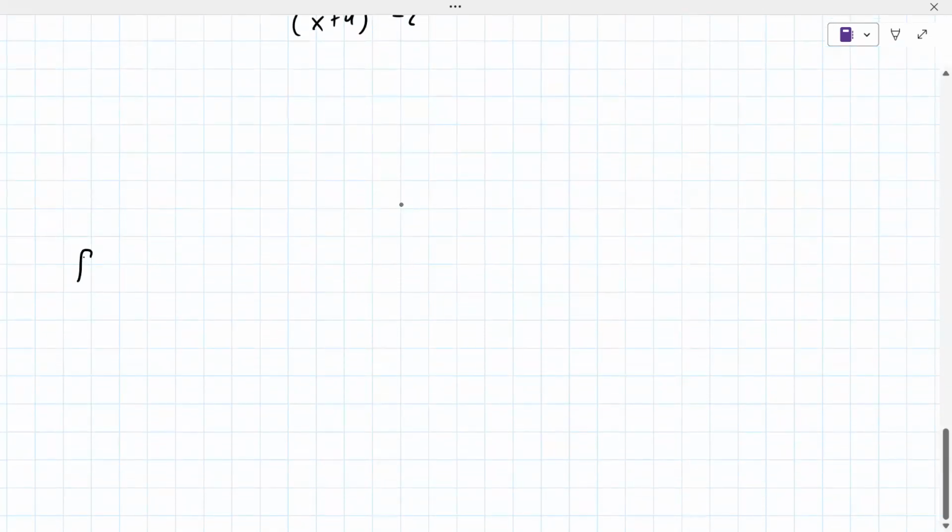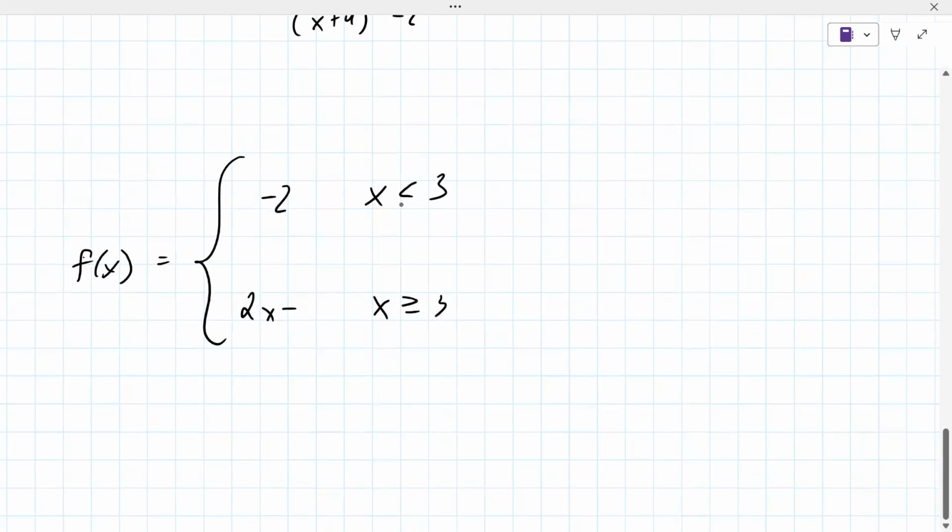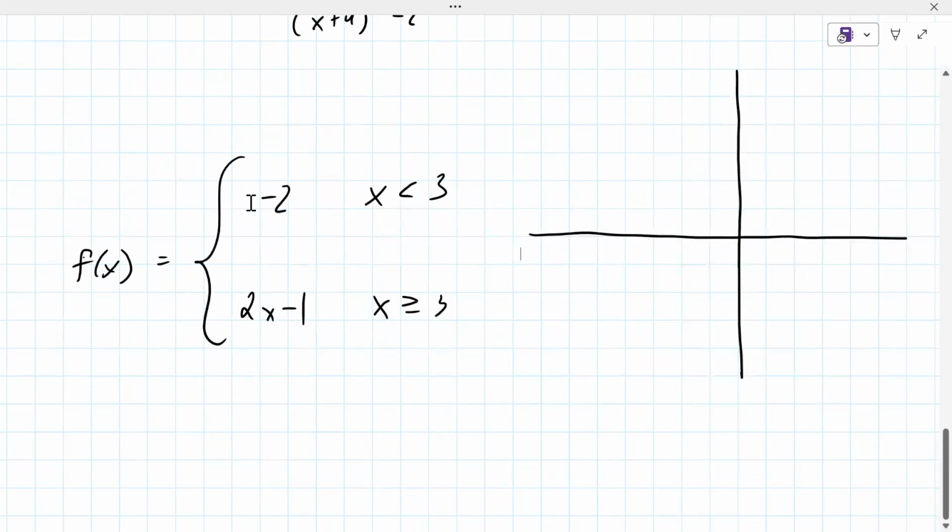All right, so let's keep it really simple here. Let's say f of x equals -2 for x less than 3, and for x greater than or equal to 3, 2x minus 1. So what kind of a line is this -2? It's the y value. It's saying that y is always -2. Normally you just draw this line forever, but what does this x less than 3 mean?